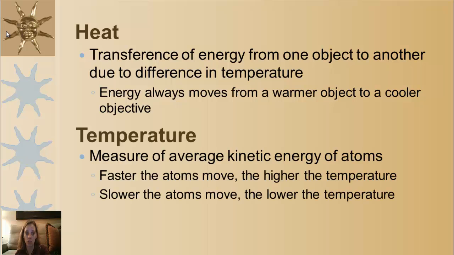Temperature is a measure of the average kinetic energy of atoms. So heat is these atoms transferring energy from one another, and temperature is actually measuring that kinetic energy. The faster the atoms move, the higher the temperature. The slower the atoms move, the lower the temperature. So the next time you ask, what's the temperature outside? What you're actually asking is, how fast are those atoms moving outside?